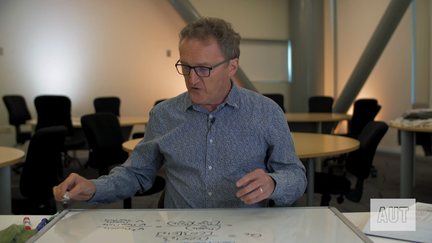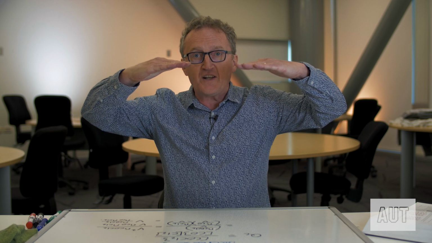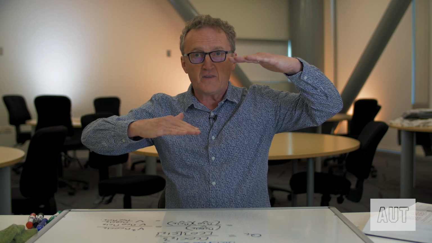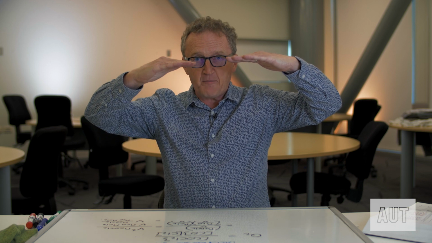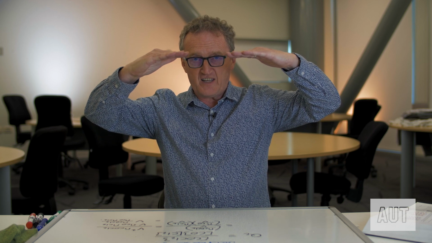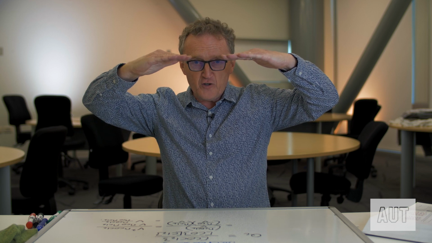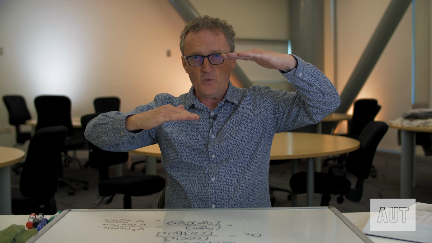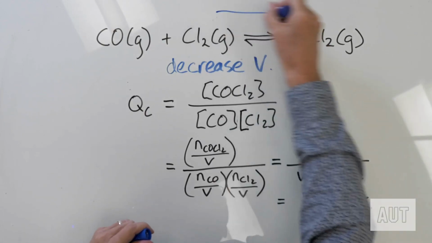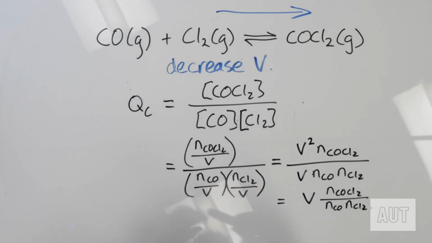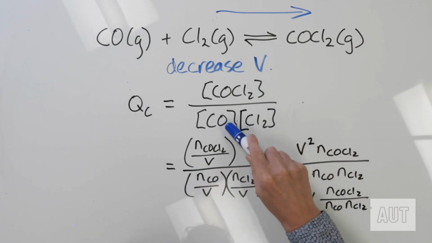And so therefore, let's use the same reasoning as we did before. We're decreasing the volume, so we're going to decrease Q. So therefore, we need to make Q bigger to get it back equal to K, to get back to equilibrium. So when we increase the pressure by decreasing the volume, Q drops. We need to make it bigger again. How do we make it bigger again? Exactly the same way as we made it bigger in the previous example. We make more of this, we use up these guys here.